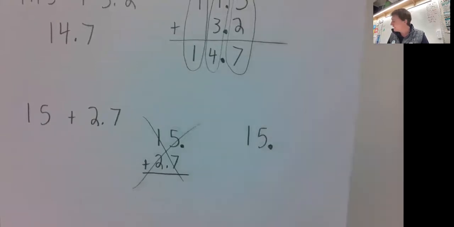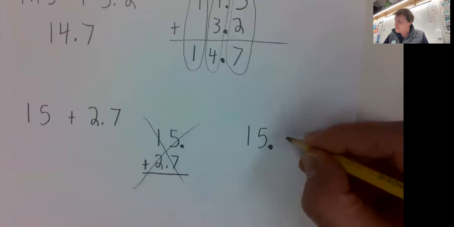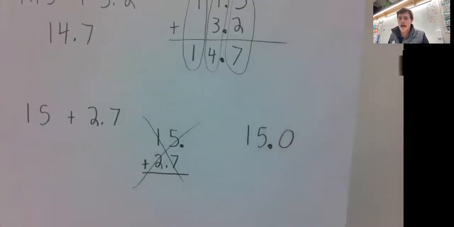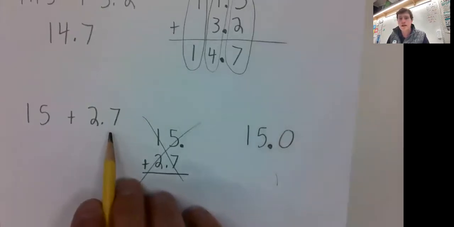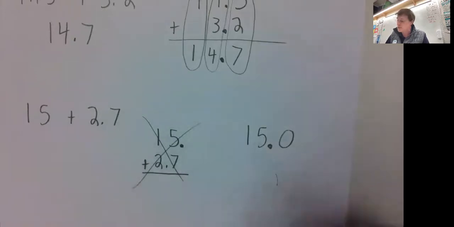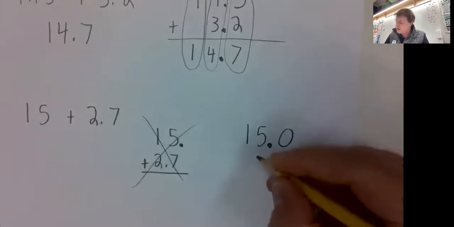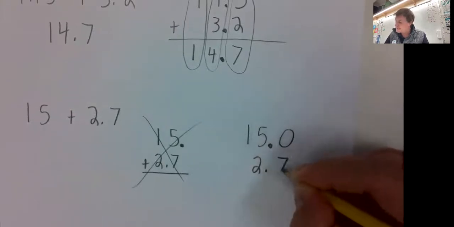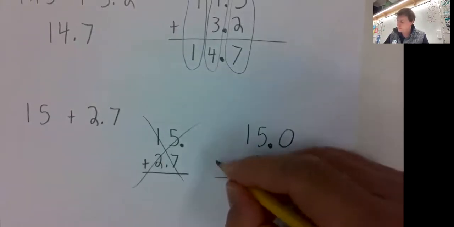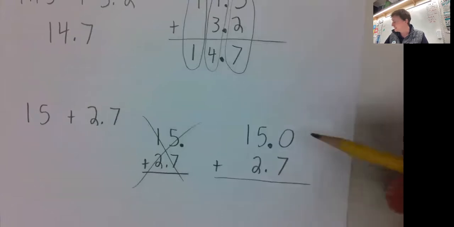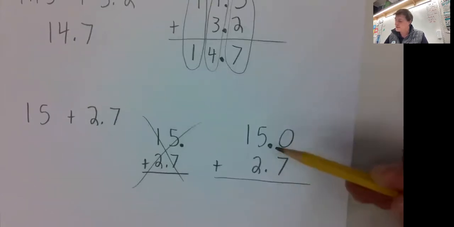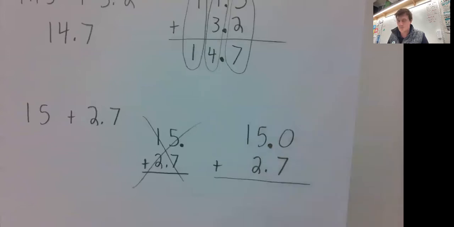I like to start with the bigger number, 15. Here's my decimal place. And what's going to help us with this problem is adding a 0 as a place value holder, because I see over here that I've got 2.7 in the tenths place. So I need to account for that in my number up here. Now everything is nicely lined up. My tenths place, my decimal point, my ones, and my tens.